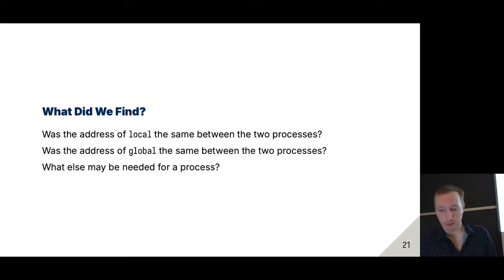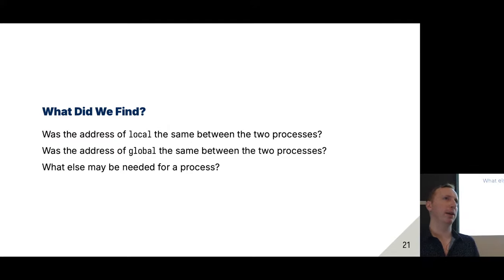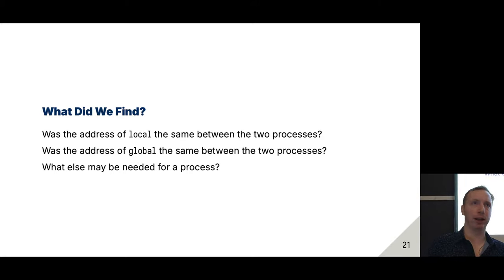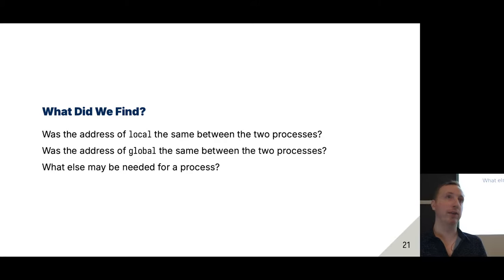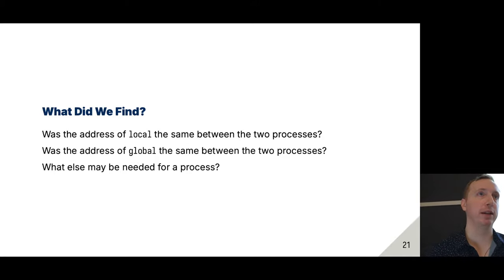So, what did we find? The address of the local variable was different between different processes, so it could be in a different physical location. Well, it has to be in a different physical location, but it could have been an actual physical address. But we know from running this that it doesn't really have to be, because the address of the global variable was the same between the two processes, and it had different values. So we know that virtual memory does exist in our operating system.